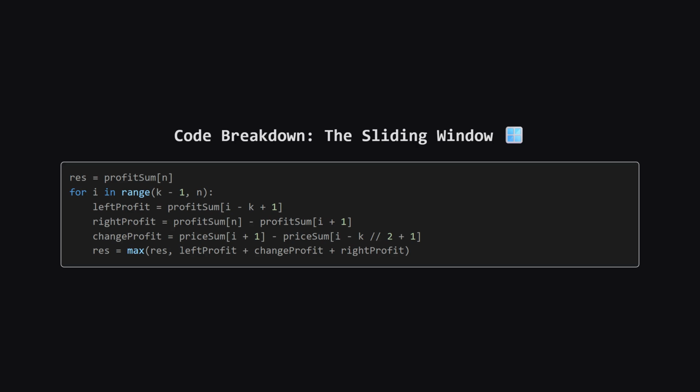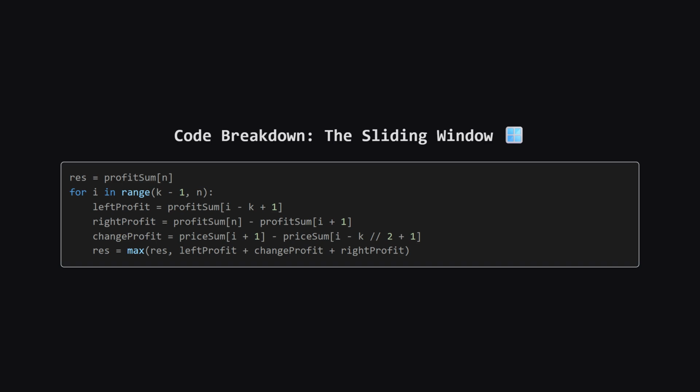Now for the main logic. We start res with profit sum at n, which represents the profit if we make zero modifications. Then, we loop through every possible window ending at position i. Left profit is everything before our window starts. We get this directly from profit sum. Right profit is everything after our window ends. We get this by taking the total profit and subtracting the profit up to the current point.